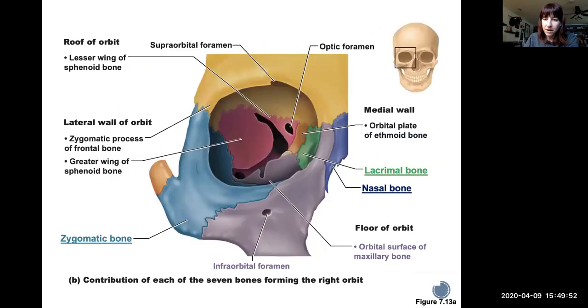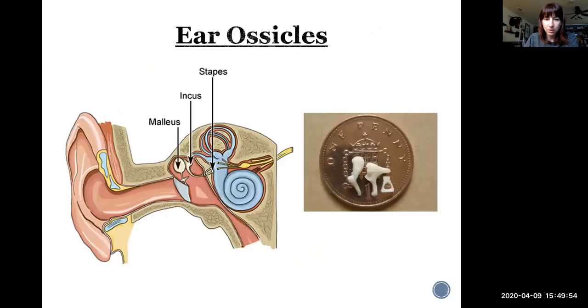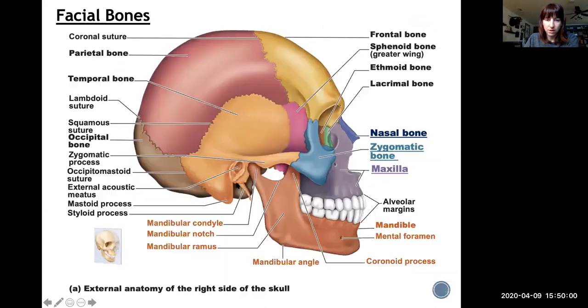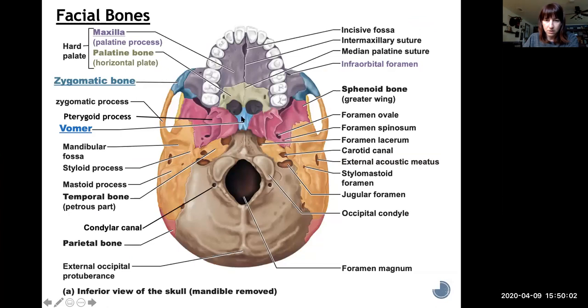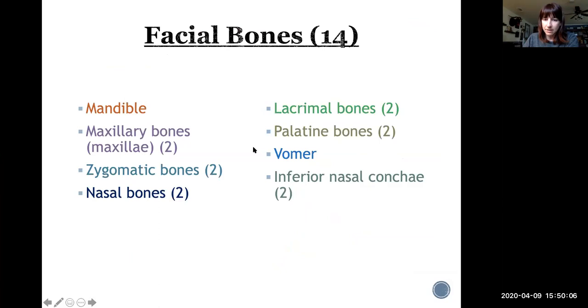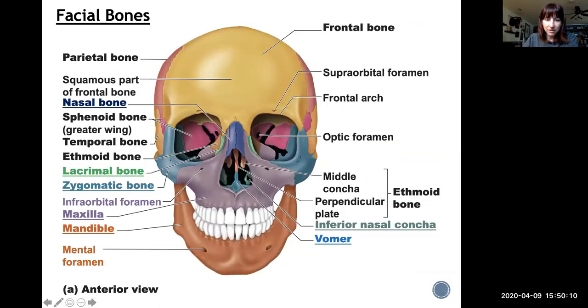Been removed from there and cannot see it from here. Okay, so it's this one long, skinny shard of bone, basically in the middle of your skull. All right, and your inferior nasal conchae. These guys are lateral to the vomer, okay? And they are also paired.